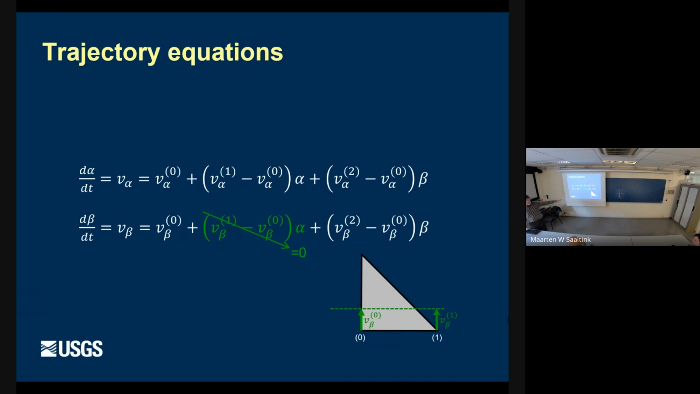Yeah, basically that's our way. So if it's zero, it's zero. If it's 5, it's 5.